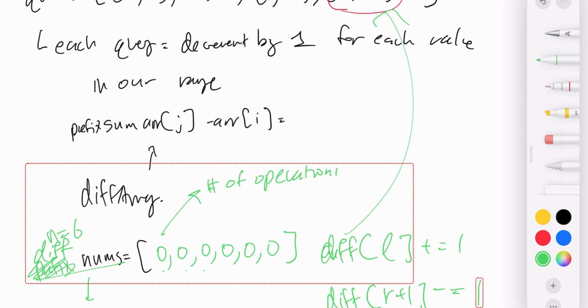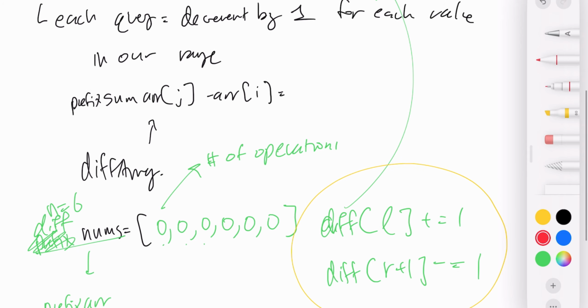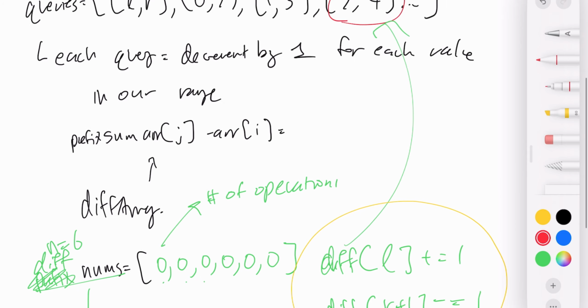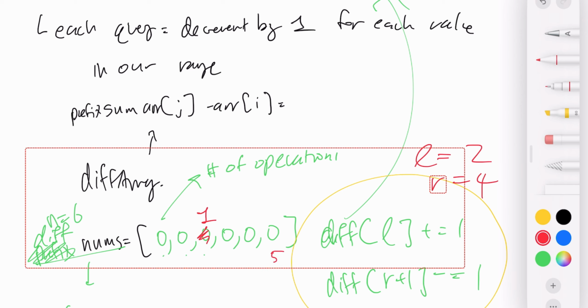At first I looked at this and thought, wait, this doesn't really make sense. Why are we so hung up on these operations? So let's see, difference at left plus 1. Let me write this out for you guys. Left is equal to 2 and right is equal to 4. So left is index 2, and this is going to turn into 1. And right + 1 is index 5, so this is going to be -1.